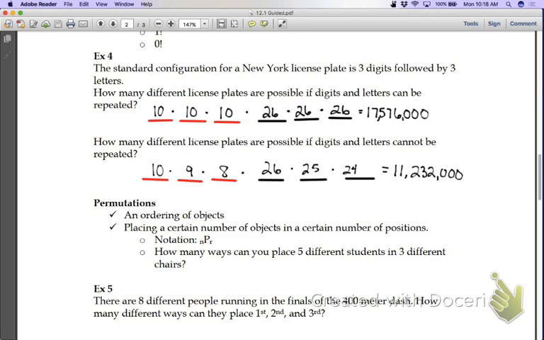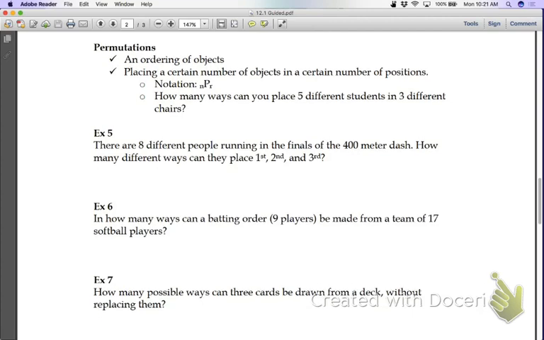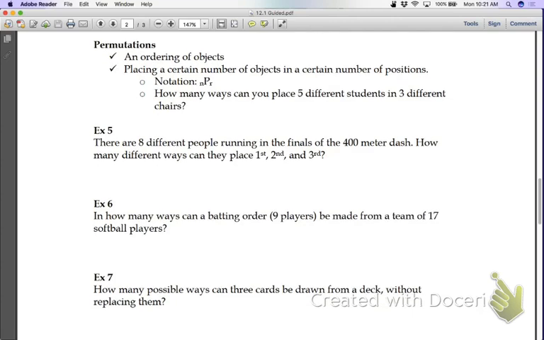All right, last thing deals with permutations. Okay? Permutations basically are ordering of objects. Placing a certain number of objects in a certain number of positions. The notation, like it says here, is N, the P meaning permutations, and then R. N is the number of total people that you're dealing with. The R is the number of positions that you want to basically fill out.